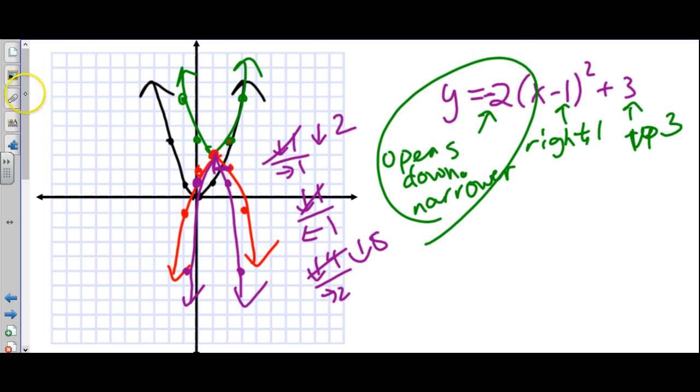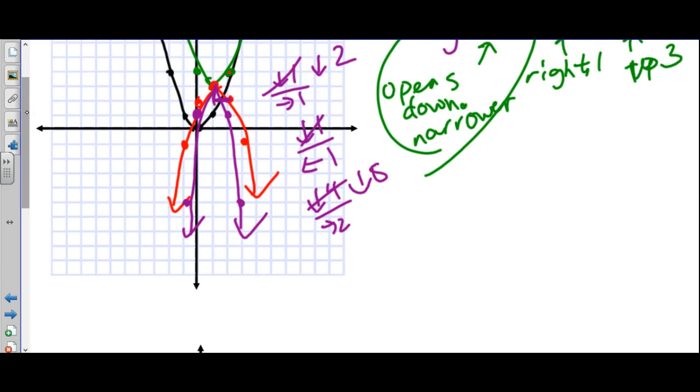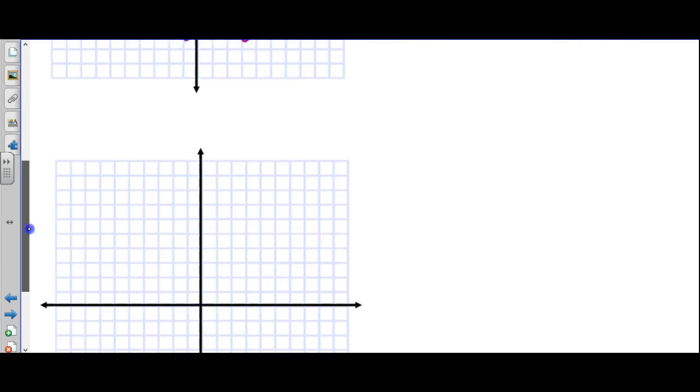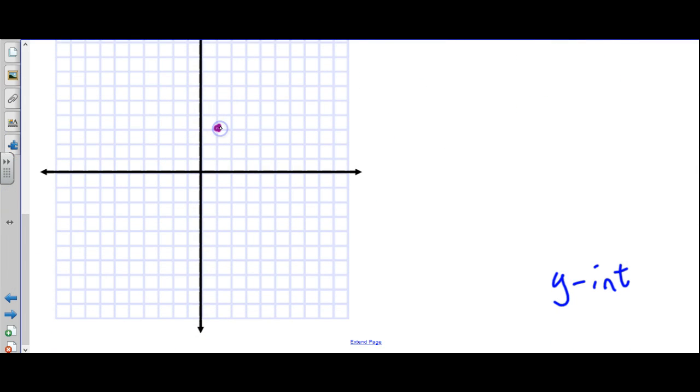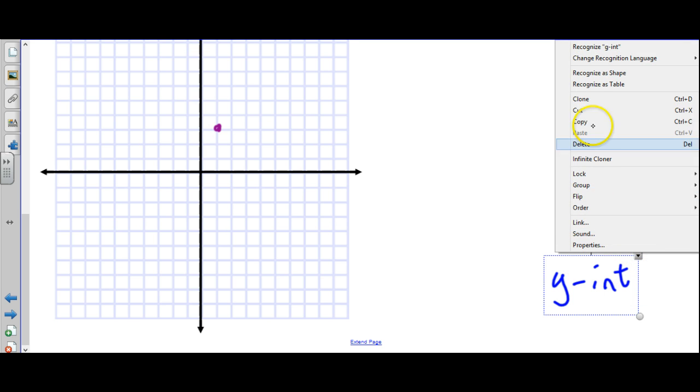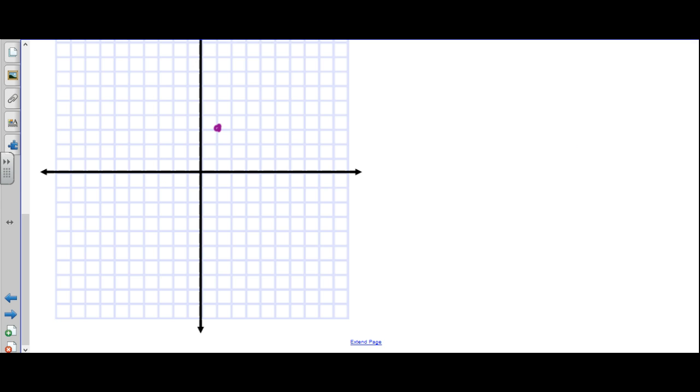So the purple is our final answer. I'm going to draw it separate from all of our different steps. So here's just our final graph on its own.